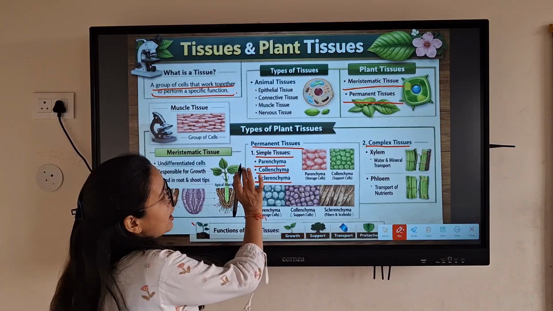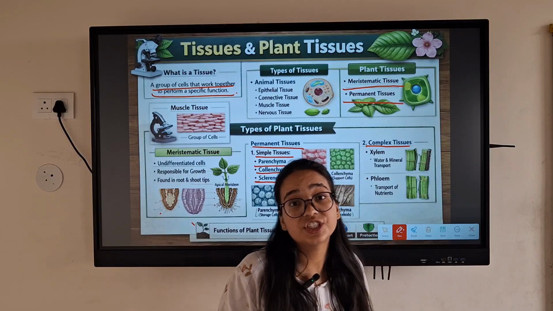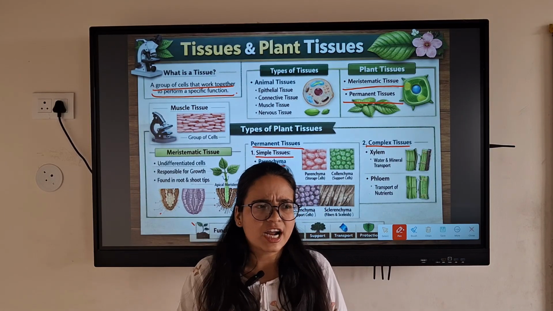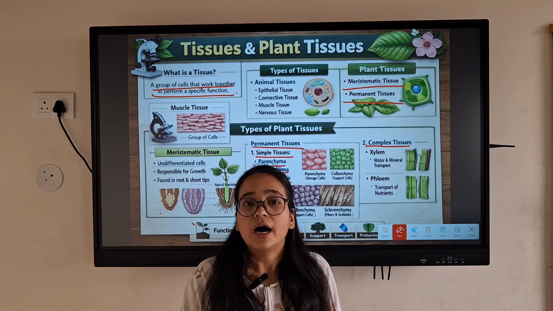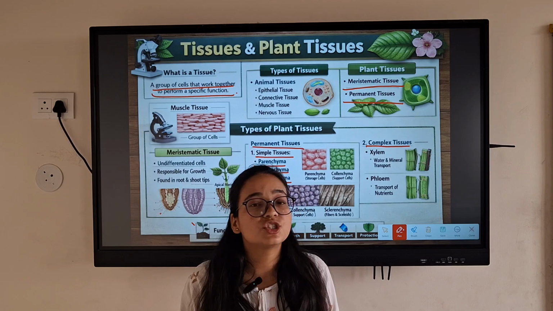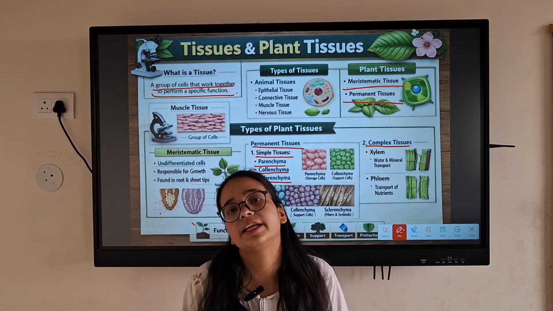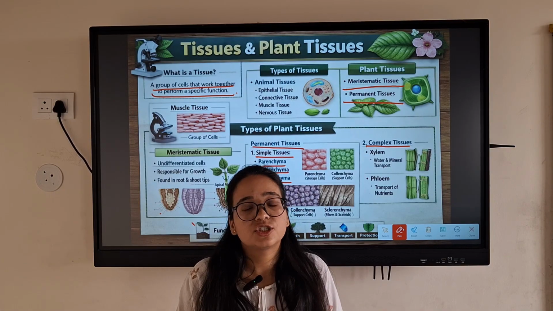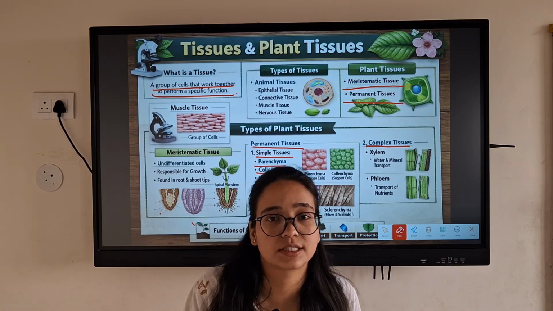First, we will discuss the parenchyma. Parenchyma tissues are those tissues which have the function of storage. There are different kinds of parenchyma tissues such as chlorenchyma and aerenchyma. Aerenchyma stores air in it and the chlorenchyma stores chlorophyll in it. As we know, chlorenchyma stores chlorophyll which is helpful in the photosynthesis process.